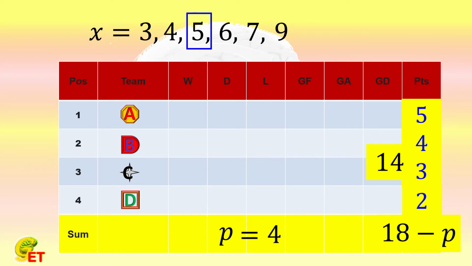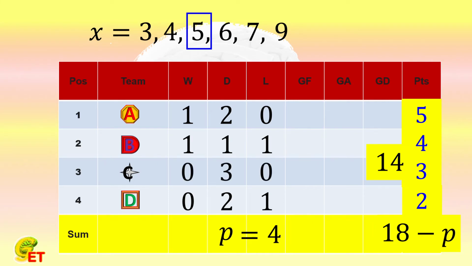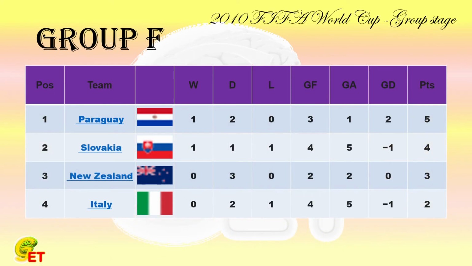5 points must come from 1 win and 2 draws. 4 points must come from 1 win, 1 draw and 1 loss. 2 points must come from 2 draws and 1 loss. In order to have 4 games ending in a draw, the third team has to play 3 games ending in a draw. This can only happen if the second wins the fourth and the first wins the second. Such as the Group F in 2010.